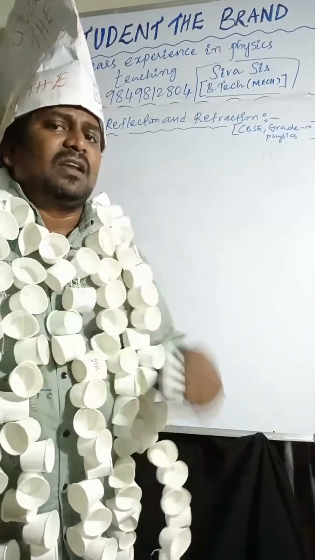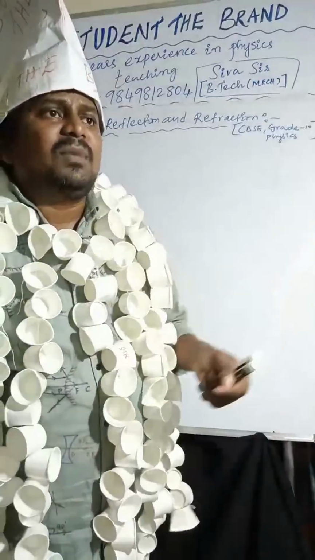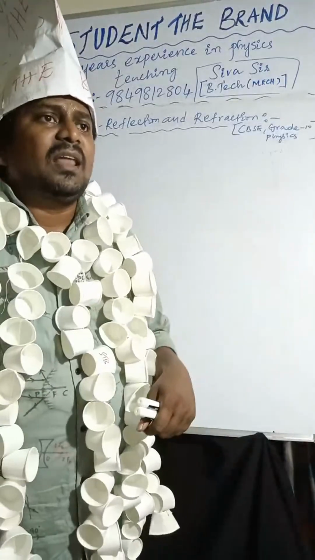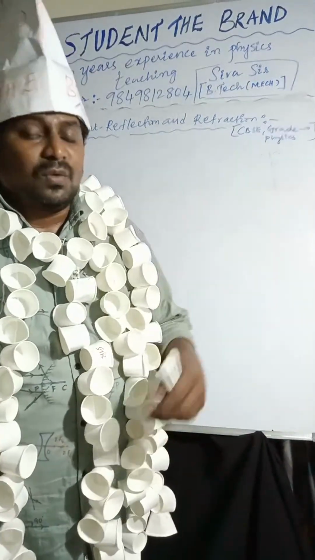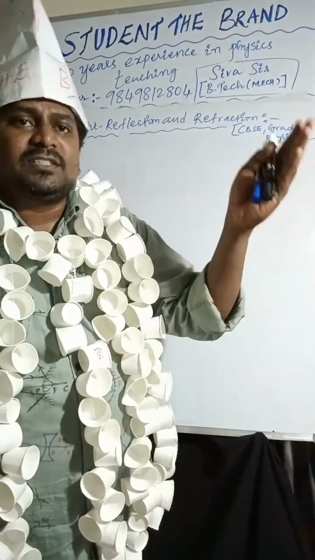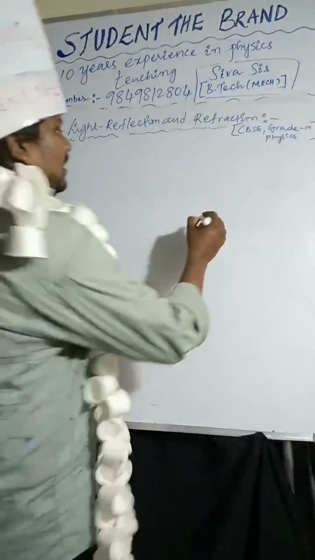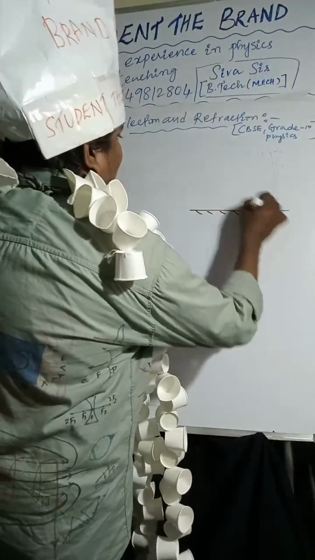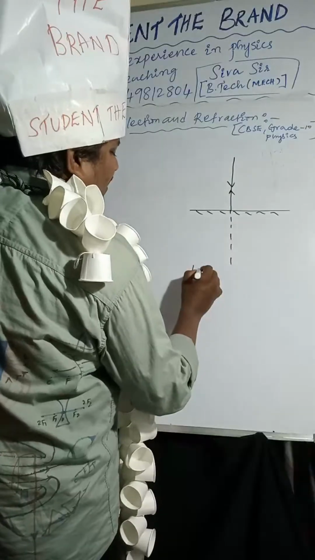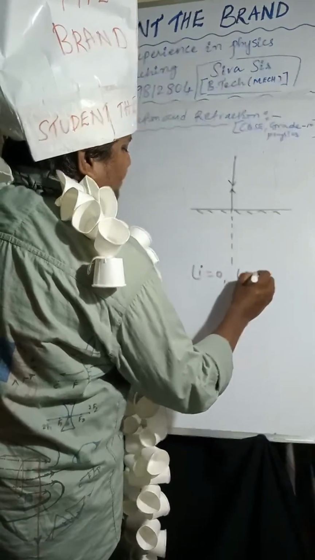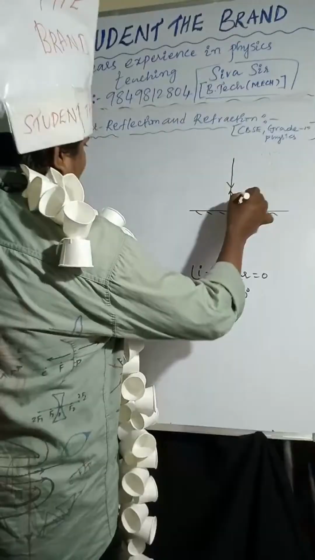If the light passes along the normal line, what are the angle of incidence and angle of reflection? If the light passes along the normal line, angle of incidence is 0, angle of reflection is 0, and angle of deviation is 180 degrees.